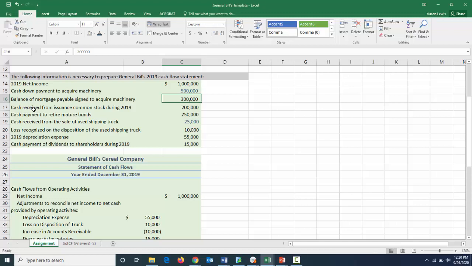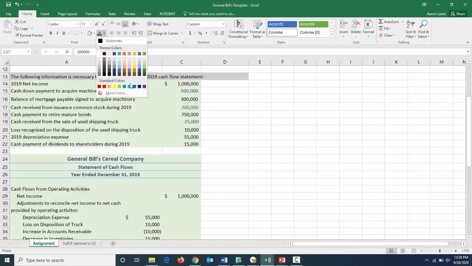Next one we have is cash received from issuance of common stock. Well, that's an equity account, and this section contains nothing but long-term debt and equity. Was cash involved? Yeah, we received it. So guess what? We know this $200,000 has to go in there. Let me turn that green.